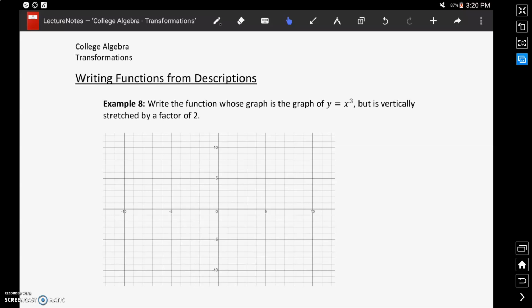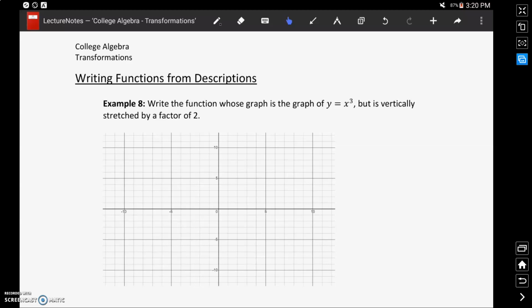We've investigated transformations and reflections. We've looked at graphing functions given, or creating graphs given a function. We've looked at creating functions given a graph. Now what we want to do is construct a function given an explanation for what's changing about our graph.